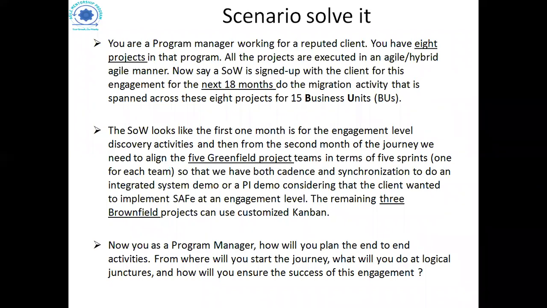Now the question is simple, because the webinar is an Agile Project Management kind of a webinar. Now you are performing the role of a program manager here. Now, how will you plan end-to-end activities? From where will you start the journey? What will you do at the logical milestones to ensure the success of this engagement?